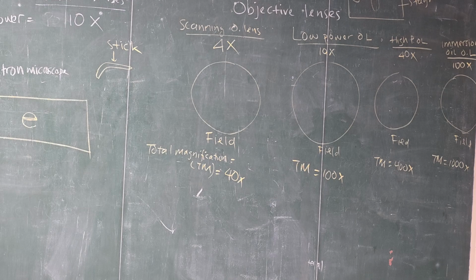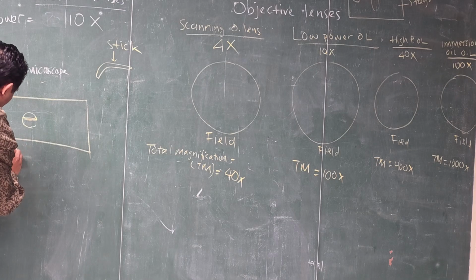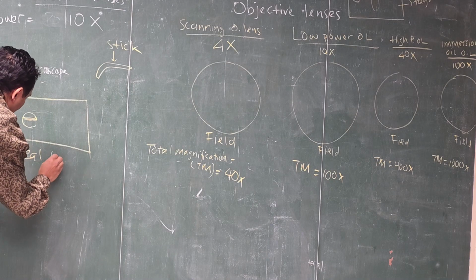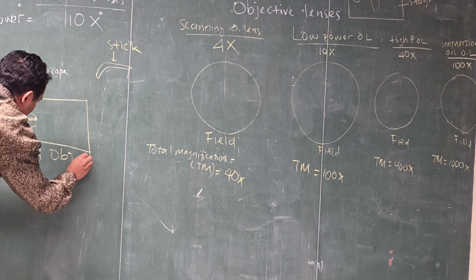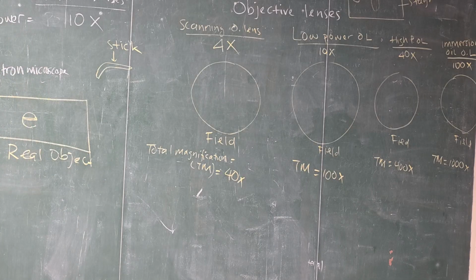Okay. So the object that you see with your eyes is called the real object. This is the real object. What do you call the object that you see with your eyes? The real object. So like you see your friend right now in front of you, your friend is real. It's a real object. Can you get it?